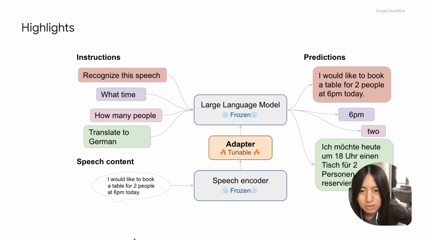So for example, if the speech content is, I would like to book a table for 2 people at 6 p.m. today, if the model is given an instruction such as recognize this speech, the prediction from our model would be, I would like to book a table, as in the speech content. While if you instruct the model with what time is it, the model's prediction would be 6 p.m., which is the time for the booking. If you ask how many people, the model is able to follow the instructions saying there are 2 people involved, or you can also do the translation task to translate to any language.